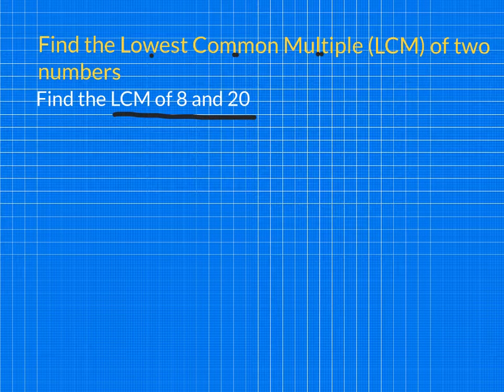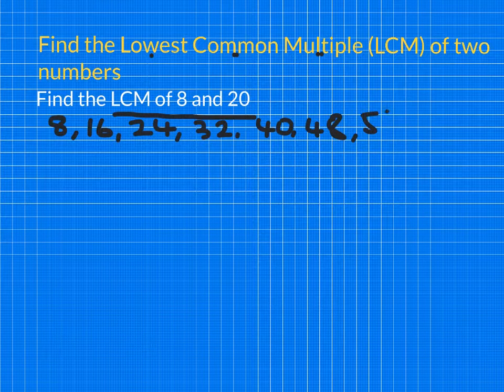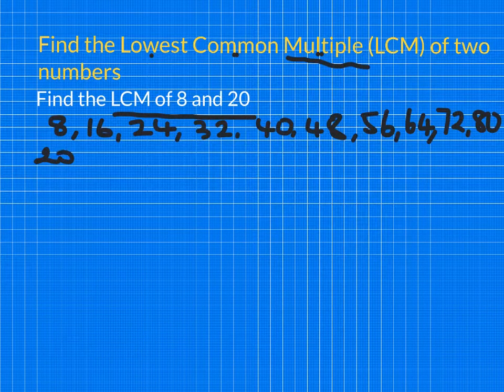their multiples. So for the multiples of 8, 8 multiplied by 2 is 16, and we keep on multiplying. Times 4 is 32, 8 times 5 is 40, 8 times 6 is 48, 8 times 7 is 56, 8 times 8 is 64, 8 times 9 is 72, 8 times 10 is 80, etc. And then we have to write out the multiples of 20. So 1 times 20 is 20, 2 times 20 is 40, 3 times 20 is 60, 4 times 20 is 80, 5 times 20 is 100, etc.